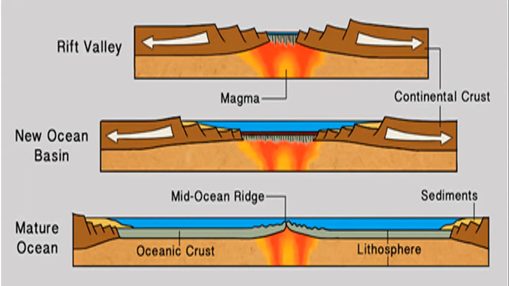These features are well displayed in the East African Rift, where rifting has begun, and in the Red Sea, where water is filling up the basin created by seafloor spreading. The Atlantic Ocean is the final stage, where rifting is now spreading two plates of oceanic crust.